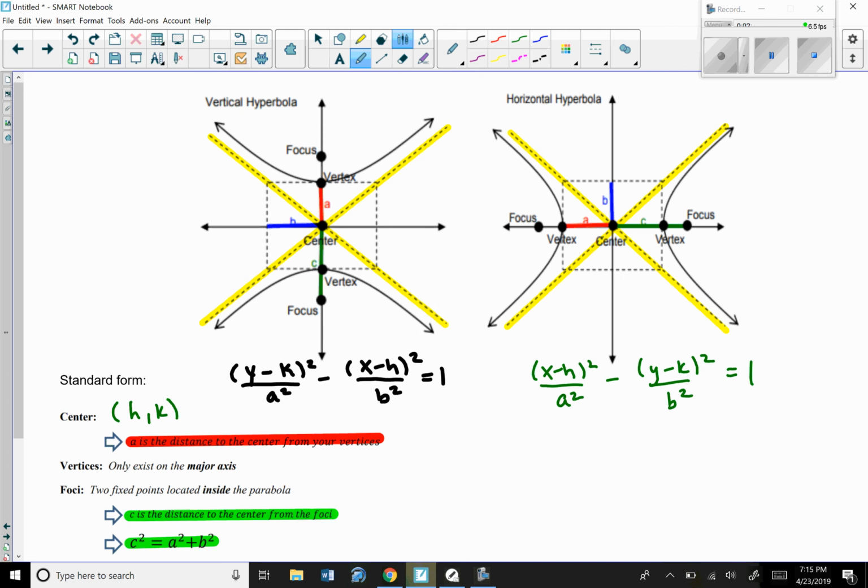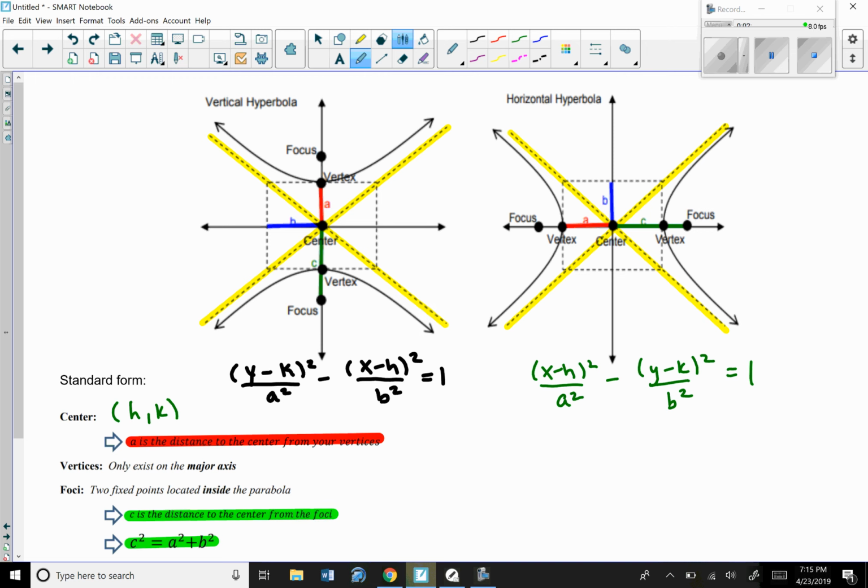Notice that the a value, which is underneath the y if we're vertical or the x if we're horizontal, is always the distance from the center to your vertices. You can see that is this distance here for the vertical and this distance here for the horizontal. So vertices only exist on the major axes.